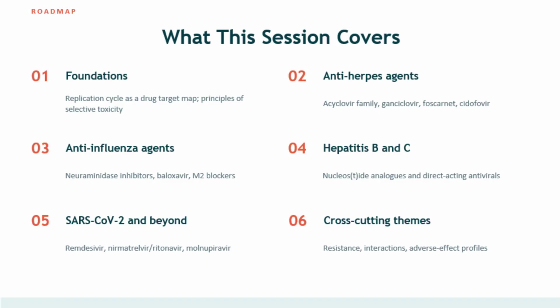Now, a small piece of advice: don't try to memorize this as 6 separate lists. Try to see it as one repeating pattern. How does the drug get activated? What does it block? What organ pays the price? And how does the virus escape? 4 questions, every drug, every time.